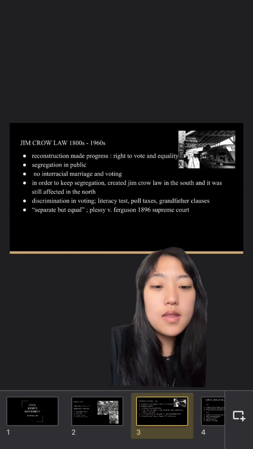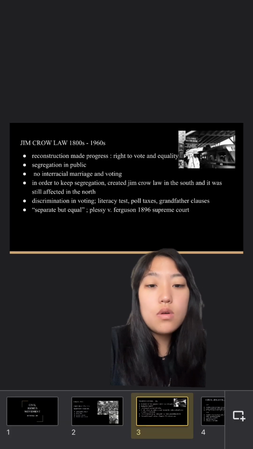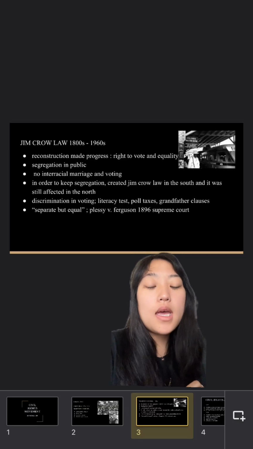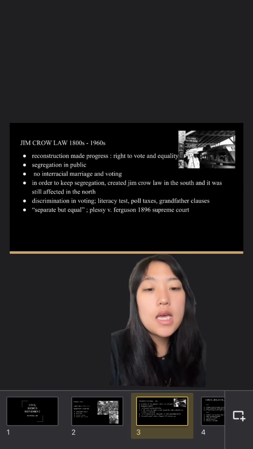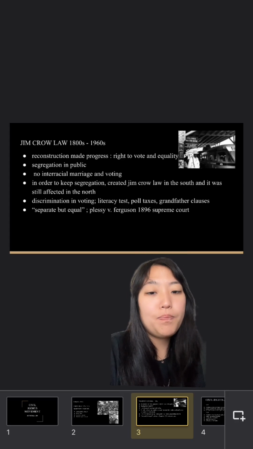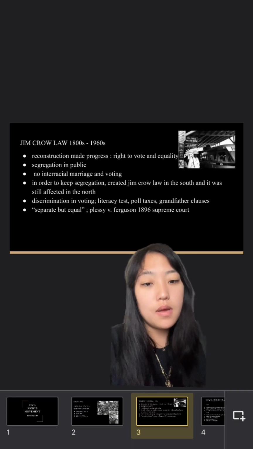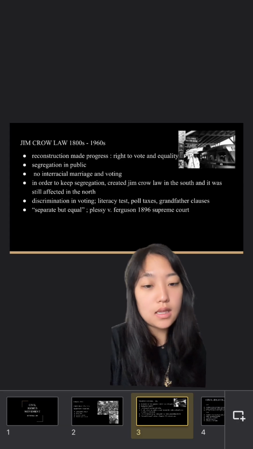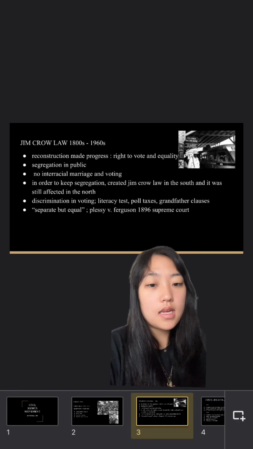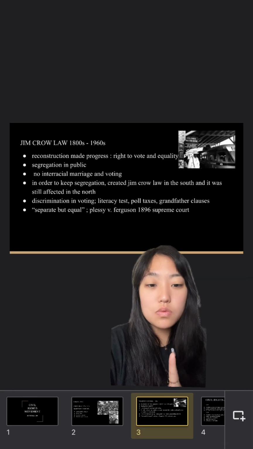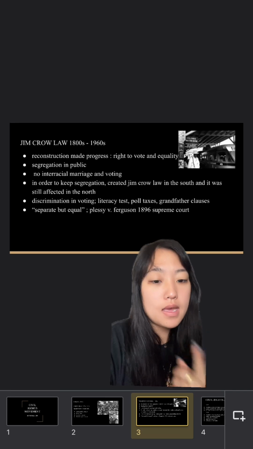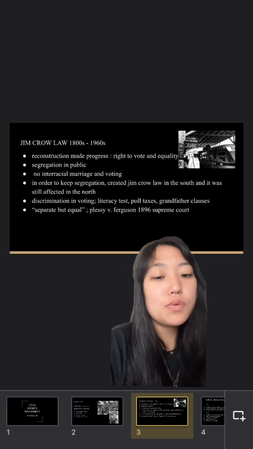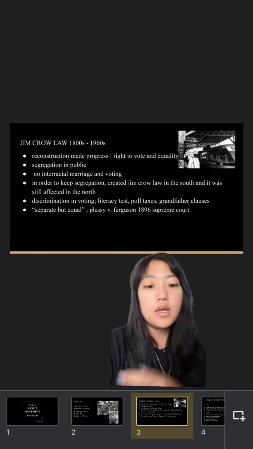Another thing that the white people were against was interracial marriage and voting for African Americans. And in order to keep the segregation, they had a couple ways to discriminate in voting: the literacy test, which was a verbal and writing test that was almost impossible to pass, poll taxes, which were fees so that if they couldn't afford it, they weren't able to vote, and the grandfather clause, which was only a leverage for the white people.